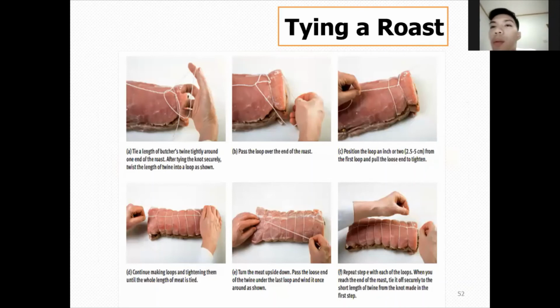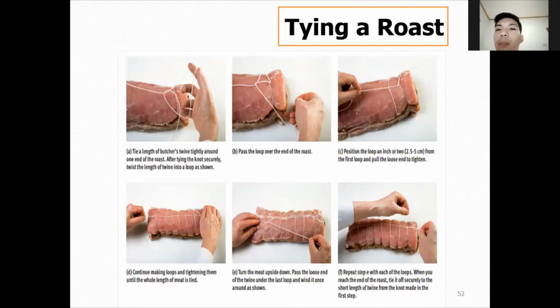Tying a roast. First, tie a length of butcher's twine tightly around one end of the roast. After tying the knot securely, twist the length of twine into a loop as shown. Next, pass the loop over the end of the roast. Next, position the loop an inch or two from the first loop and pull the loose end to tighten.